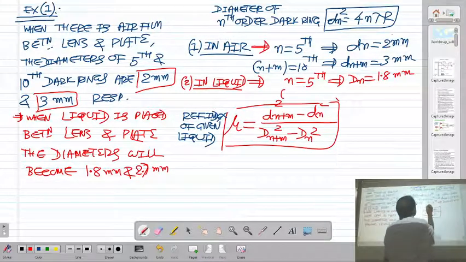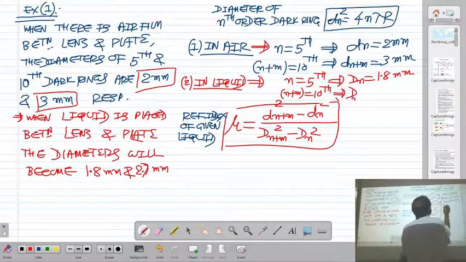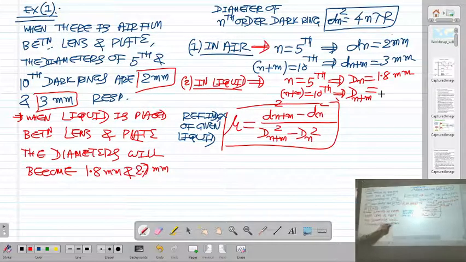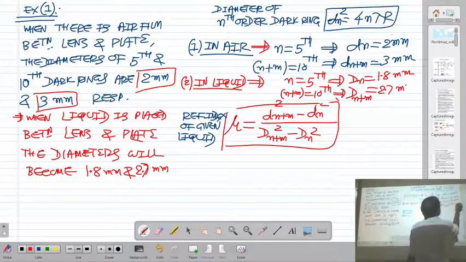And the diameter of n plus m, that is the 10th ring in liquid, capital Dn plus m is equal to 2.7 mm. So in air, the diameter of the 10th ring was 3 mm, but in liquid, the diameter of the 10th ring is 2.7 mm.